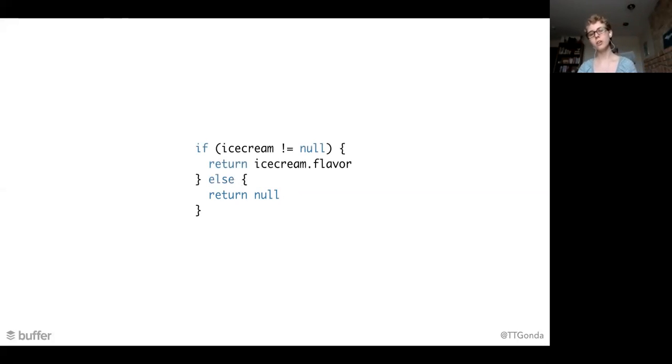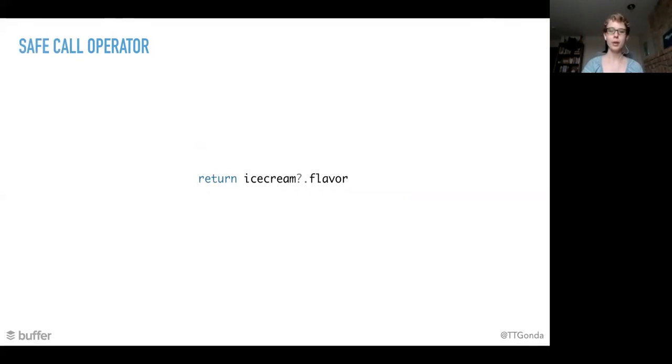Now, one way we could check for null is to wrap it in an if-not-null block, but it would be kind of messy to have these all over the place. So Kotlin has some nice language features to help us handle these nulls. One of them is the safe call operator. That is this question mark after iceCream before .flavor. That does pretty much the exact same thing as that if-not-null block on the previous slide. If iceCream is not null, it's going to call flavor on it and return that. If iceCream is null, then it's going to return null.